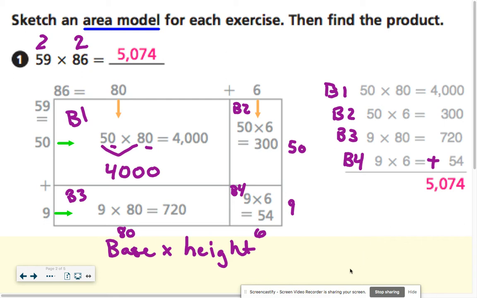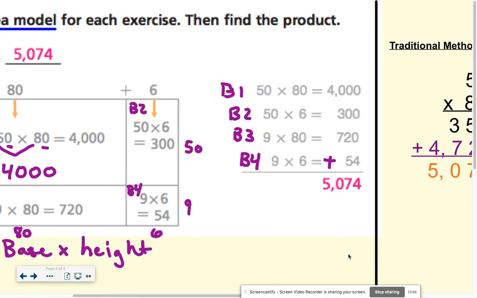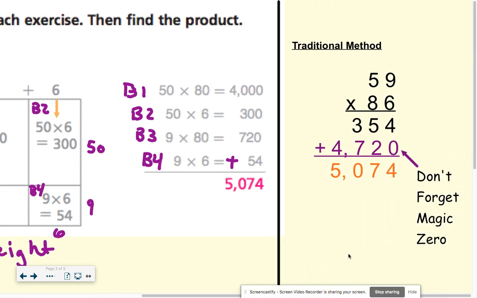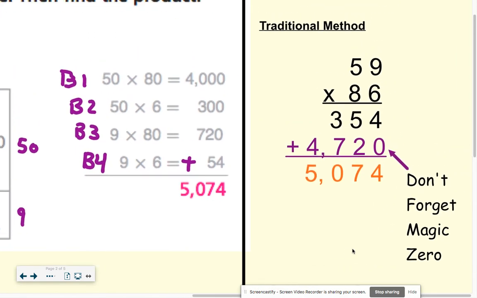So that is our area model. The next method that I want to show you is what your parents would probably be more familiar with. Let's make this side a little bigger. This is the traditional method.